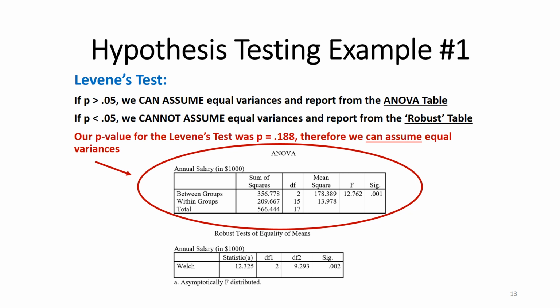For us, now let's look at what's circled in red and written in red on this slide. Our p-value for Levene's test was 0.188. Therefore, because it's greater than 0.05, we can assume equal variances. So for the rest of this hypothesis test, I'm only going to focus on information from that circled ANOVA box. Let's figure out what we need to take away from that box. Let's move on to the next slide.